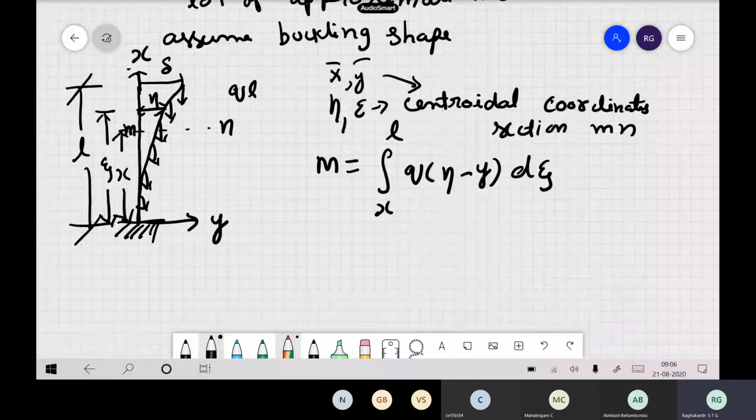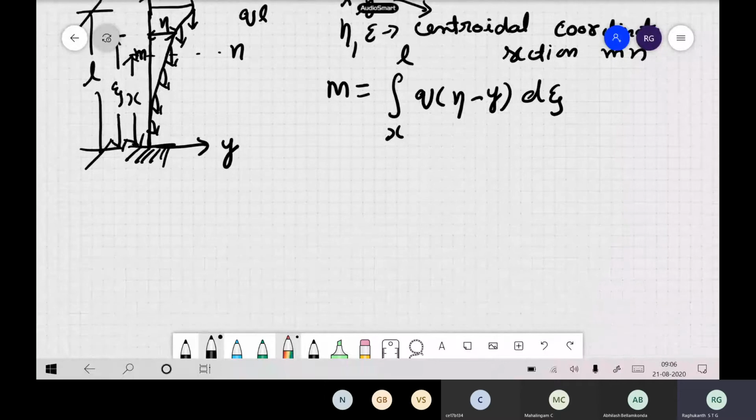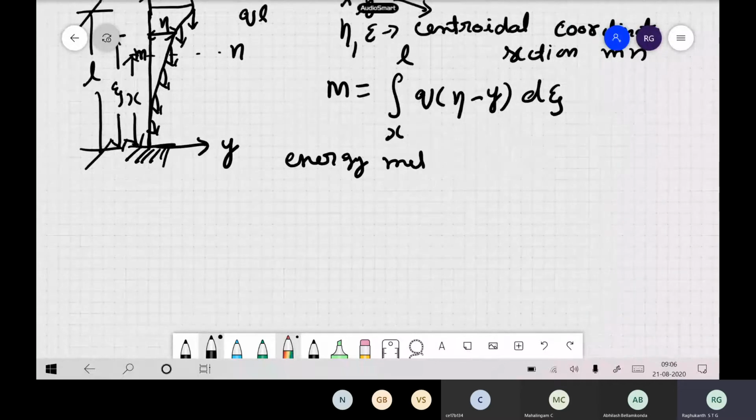But it is up to you. You can take this as the origin, or this as the origin. You have some advantages actually, but both are more or less the same kind of thing. Now, if you want to solve by this energy method, that is essentially the Rayleigh-Ritz method. There are several methods, so say the Rayleigh-Ritz method.